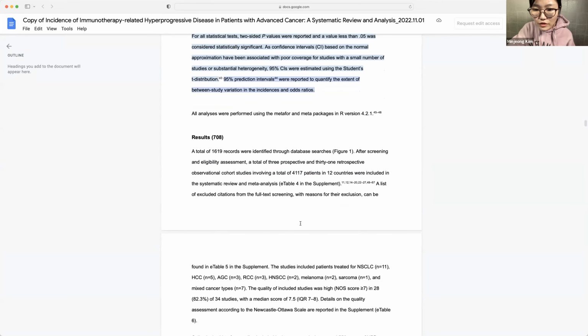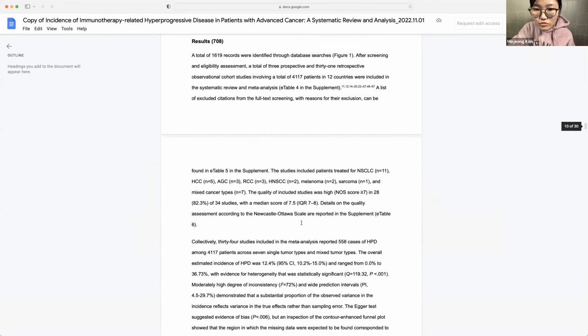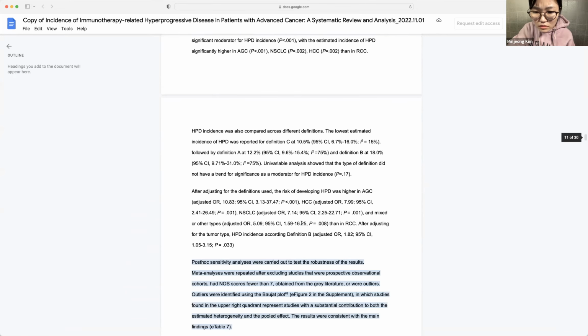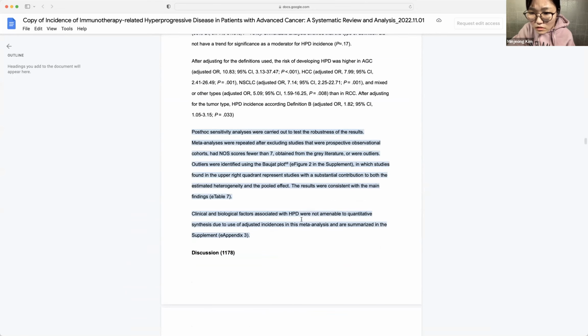And moving on to the results. In the post-hoc sensitivity analyses, the first time we submitted the manuscript, we had only done, I think, one sensitivity analysis, but the reviewer wanted and suggested several other ones. So I've added his or her suggestions and did one more additional sensitivity analysis.